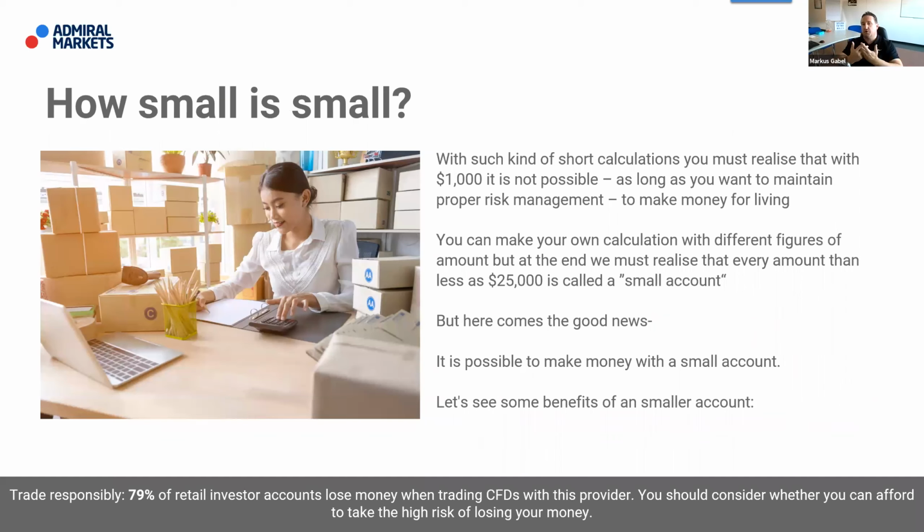With such kind of short calculations, you must realize that it's not possible with an account of $1,000 as long as you want to maintain proper risk management. That's the point, beyond that, to make money for a living. You can make your own calculations with different figures of amounts, but at the end, we must realize that every amount less than 25,000 is called a small account on the professional side.